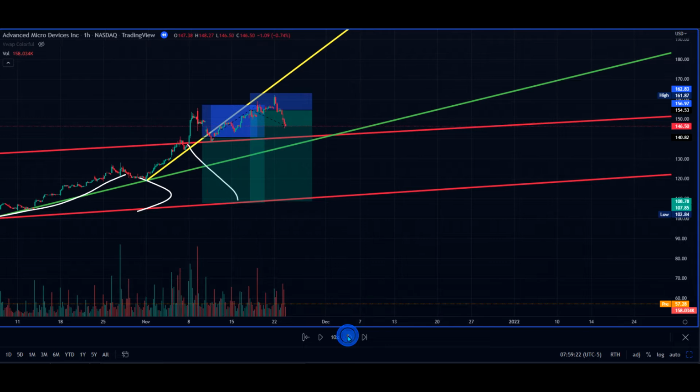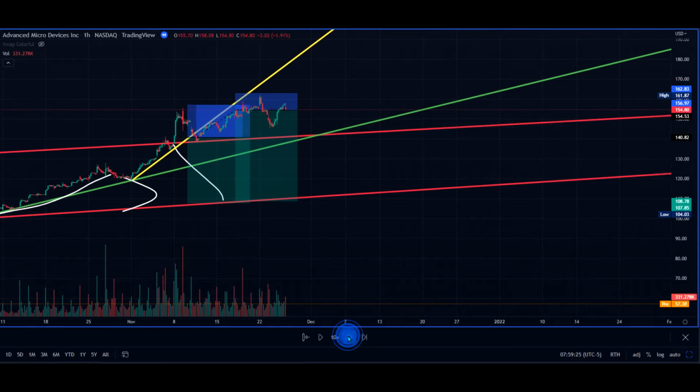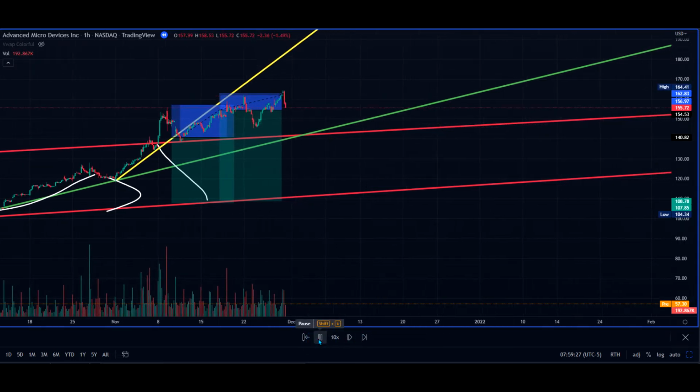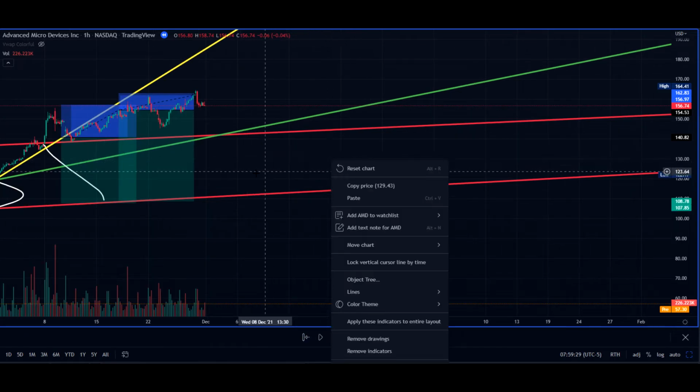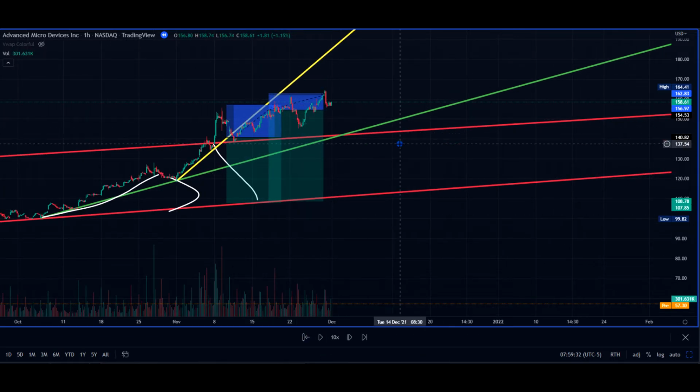Okay, we're definitely in this trade. And we're out of that trade. So we've lost that trade too. Let's look at some more trend lines here.